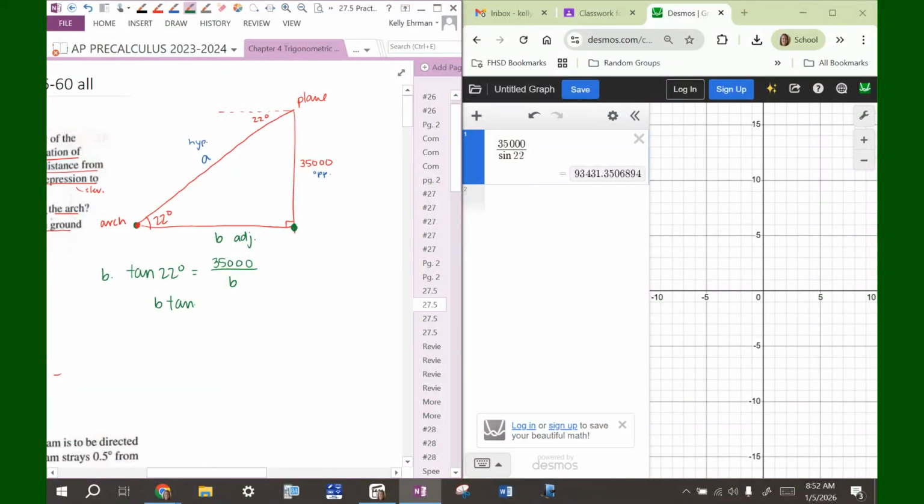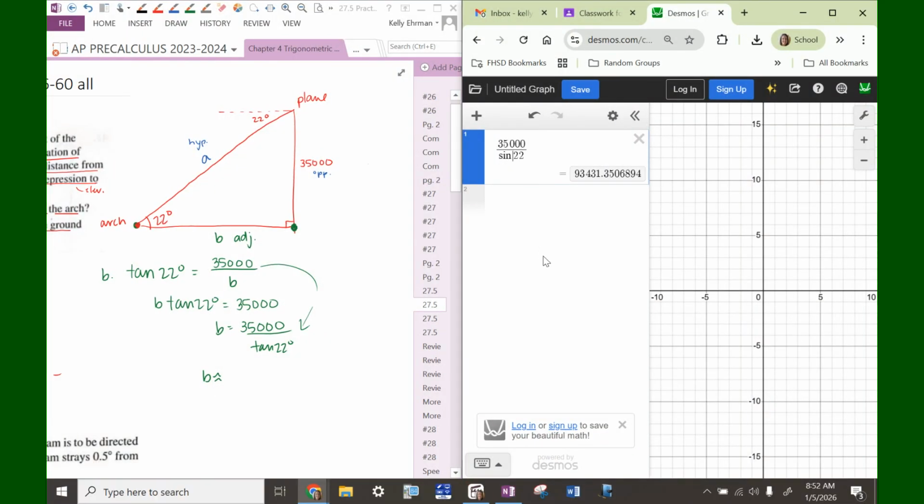B times tangent of 22 degrees equals 35,000. So B equals 35,000 divided by tangent of 22. I would be perfectly happy with you just going from here to here, but I'm just showing you what's happening in case you get confused on that. And really, all I have to do is tweak this answer a little bit. Let's just erase the sign and make it tangent. Still in degree mode, so this is still the correct answer.